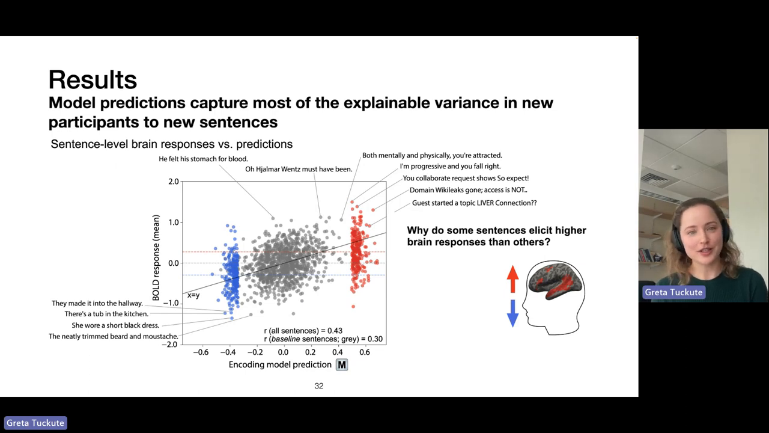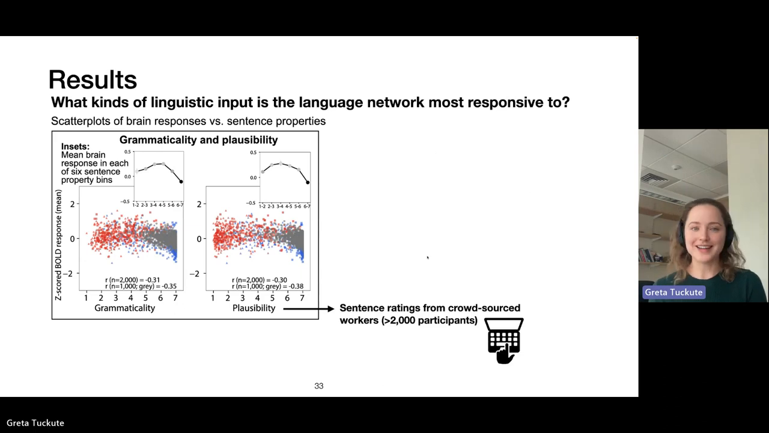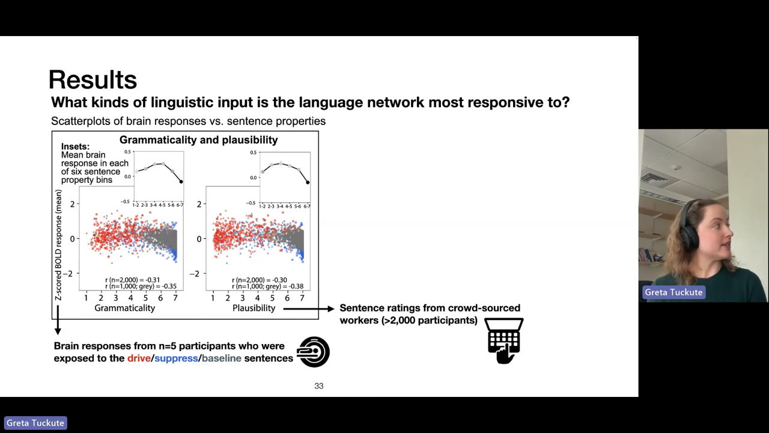And now the key question that I started out with is, well, why do some sentences elicit higher brain responses than others? Can we learn more about this network by quantifying what is actually special about the sentences that elicit high responses versus low responses? So to do that, we collected sentence ratings from MTurk, from crowdsourced participants, which I'm showing on the x-axis here, where for each single sentence that we collected data for, we asked MTurk workers to provide a rating, for instance, on the grammaticality or the plausibility of the sentence. Here, lower numbers are less grammatical or less plausible, and higher numbers are more grammatical and more plausible. And on the y-axis, we have, again, the bold response, the brain responses that were collected.